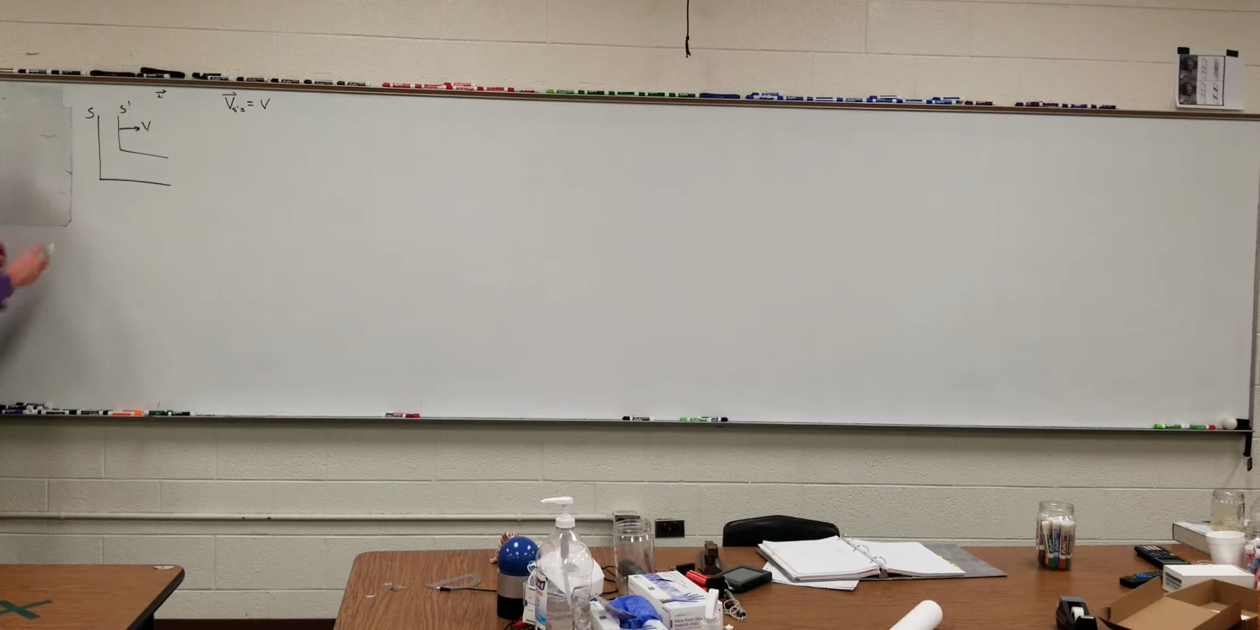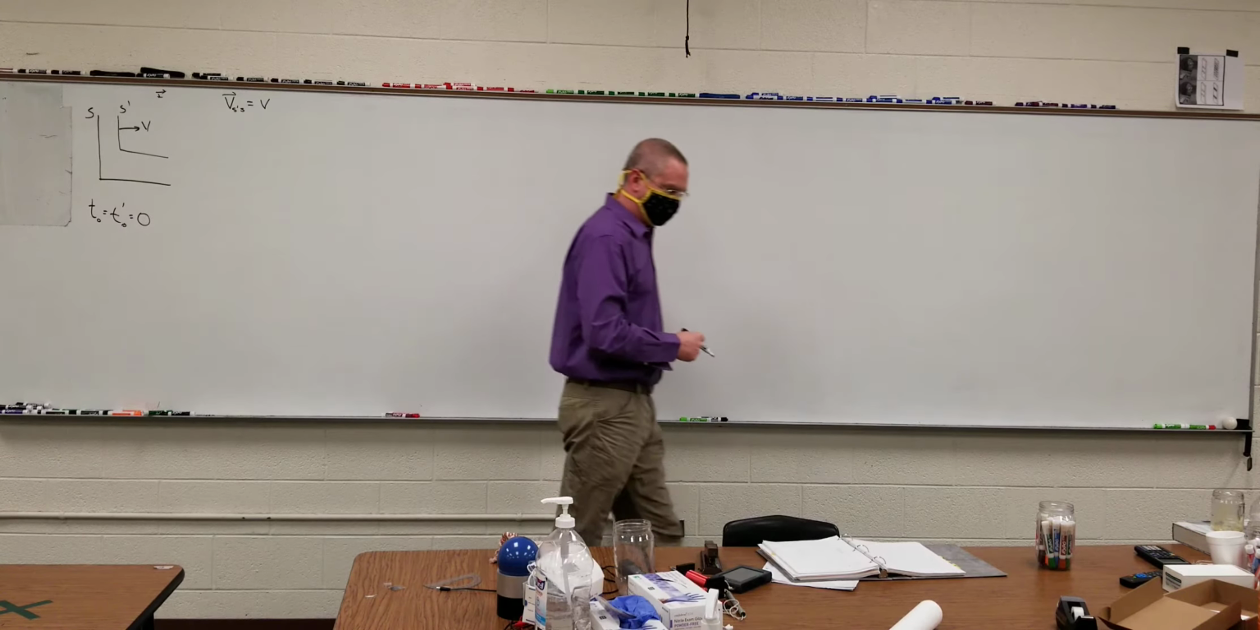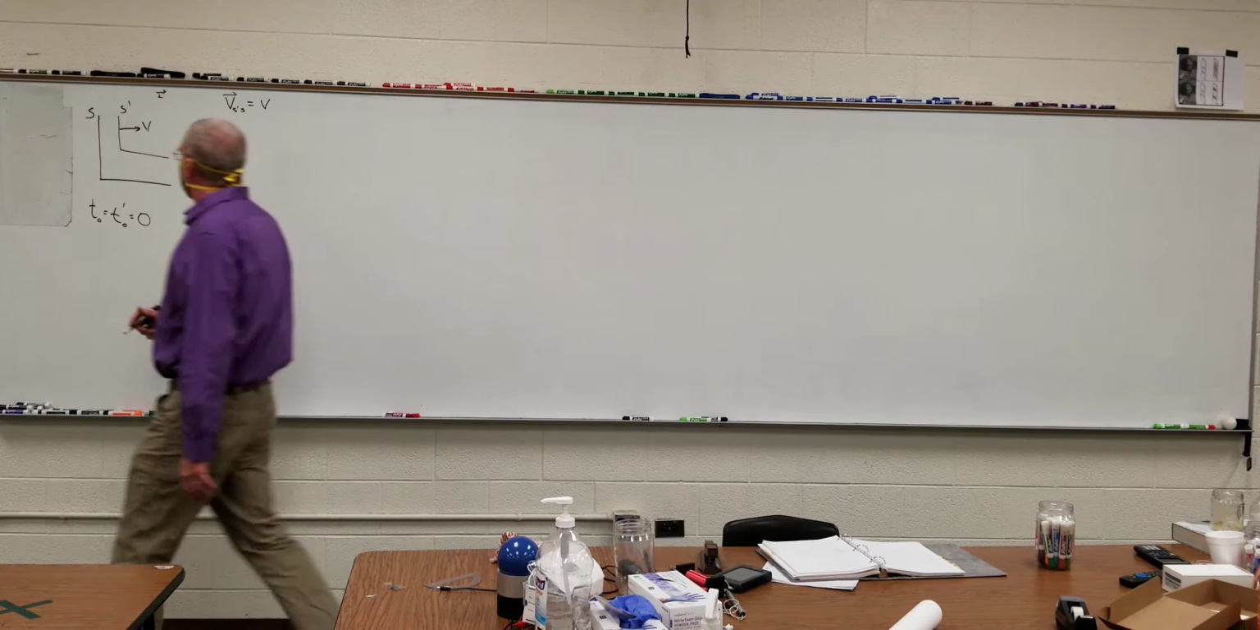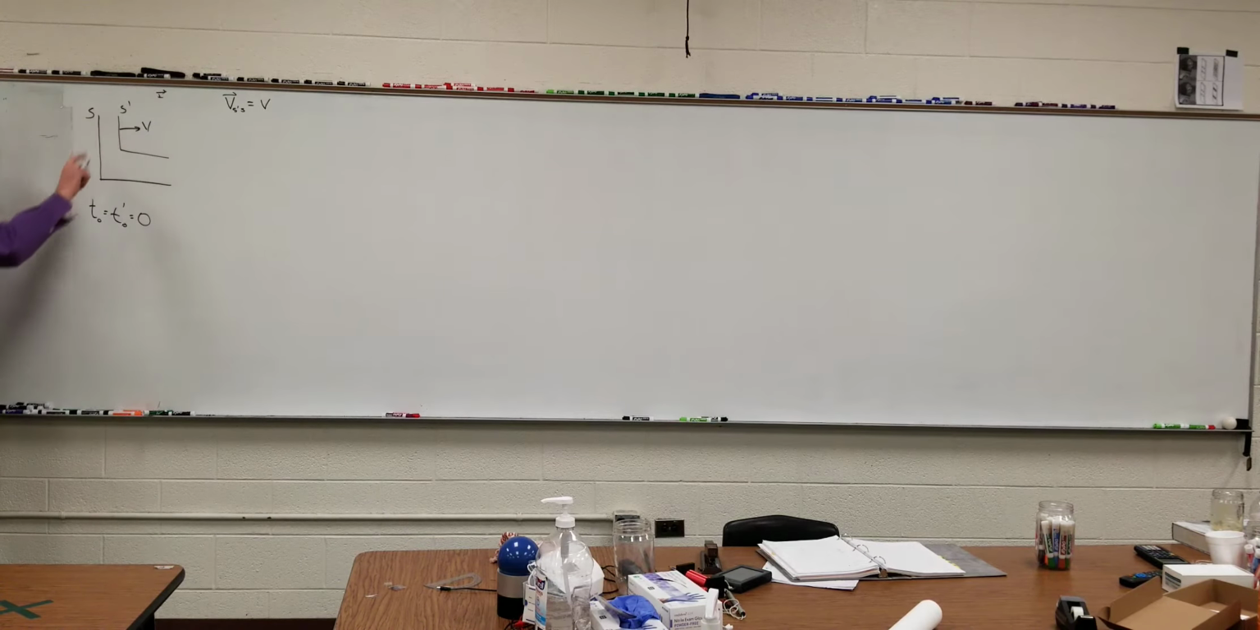If we synchronize the clocks, so picture this rocket is zipping by Earth, and as soon as the rocket is right beside Earth, they both start the timers. So the initial time is equal to the initial prime time, which is equal to 0. So we're basically allowed to synchronize the clocks. So at some time t, this s prime frame has moved a distance of v times t.